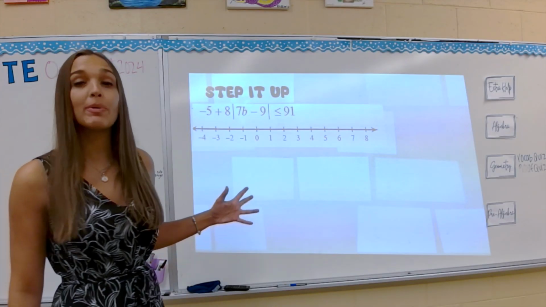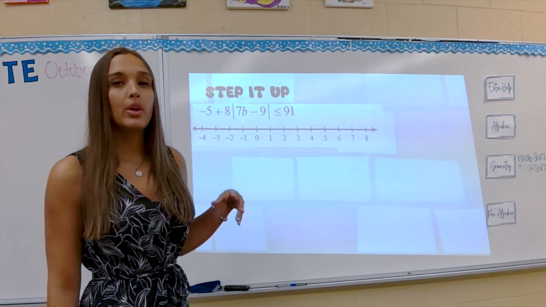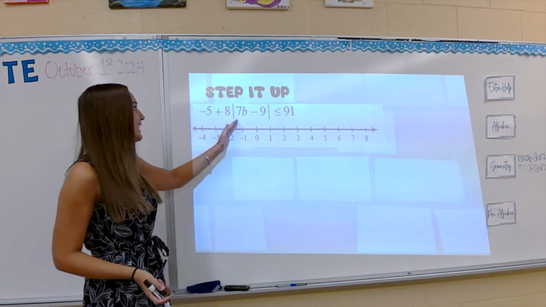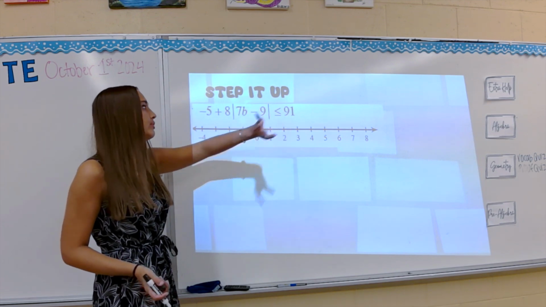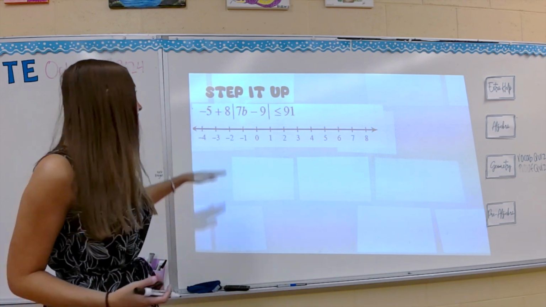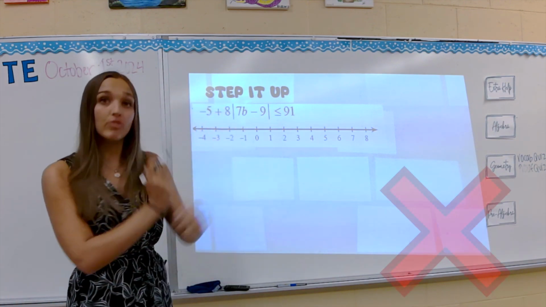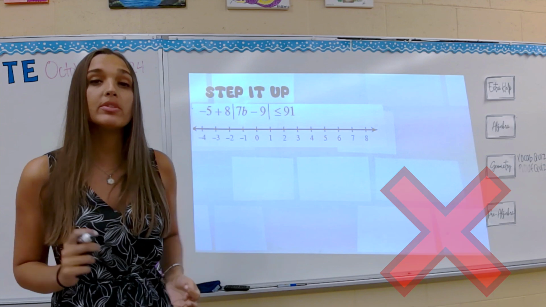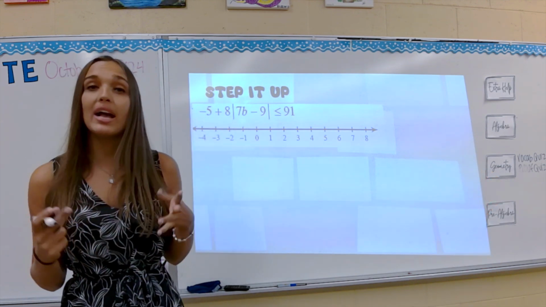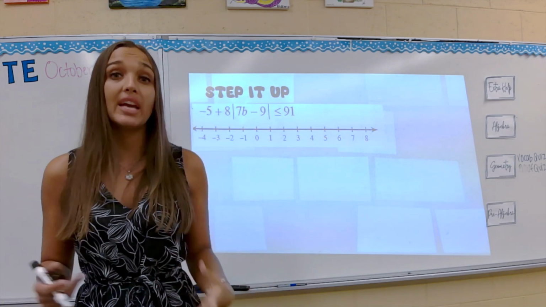I wanted to show you this problem because it is a little bit different from what we've seen prior to the last problem. We now have -5 plus 8 absolute value less than or equal to 91. Sometimes people will take the -5 and add it with the 8. Wrong, we can't do that. It's almost like putting -5 plus 8x and adding the two together.